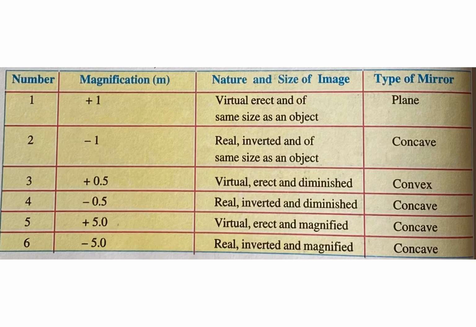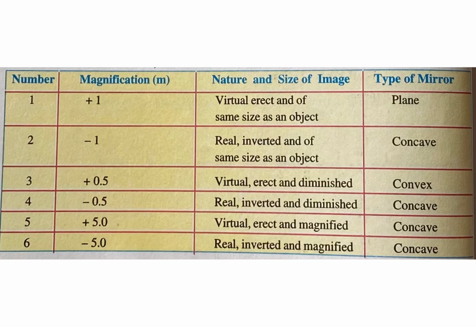Now the third case, magnification is +0.5. The plus sign indicates a virtual and erect image. Now 0.5 is smaller than 1, and we know that when magnification is smaller than 1, it represents a diminished image. So the image is virtual, erect and diminished, and we know that a convex mirror gives a virtual, erect and diminished image.